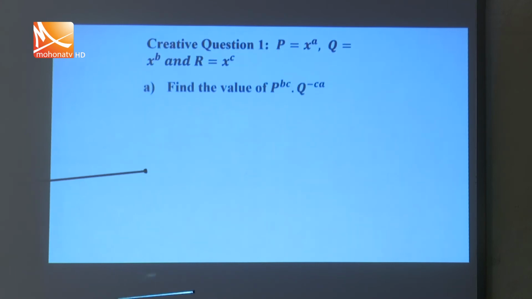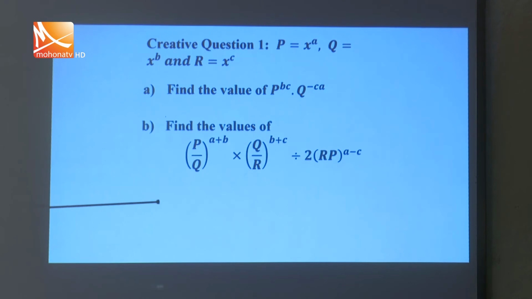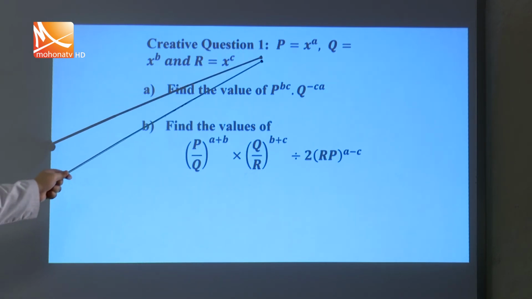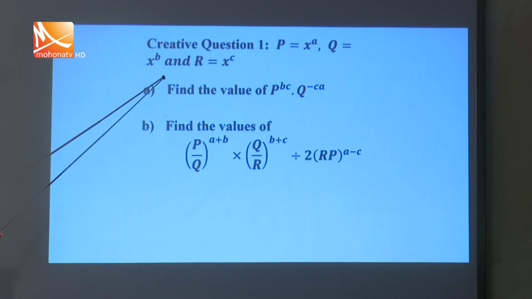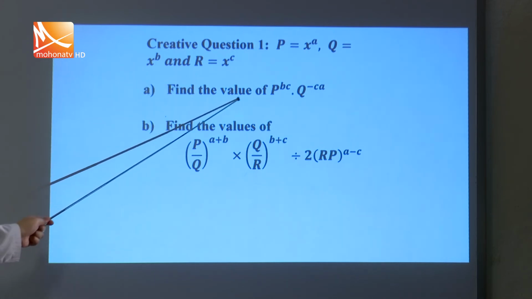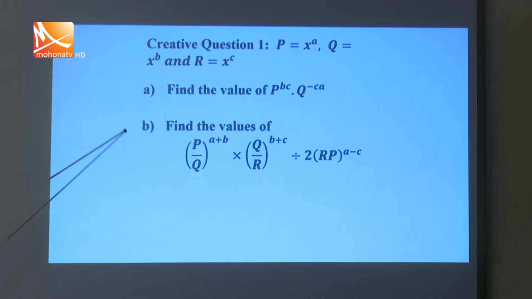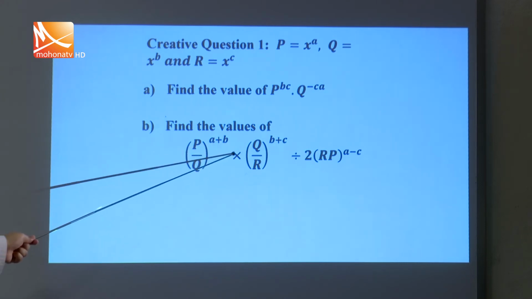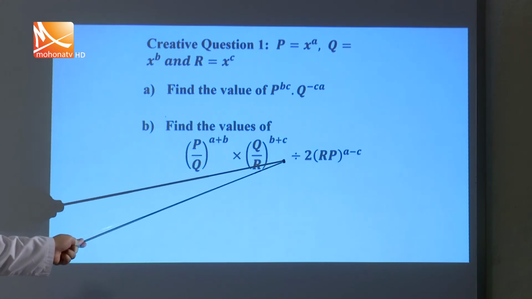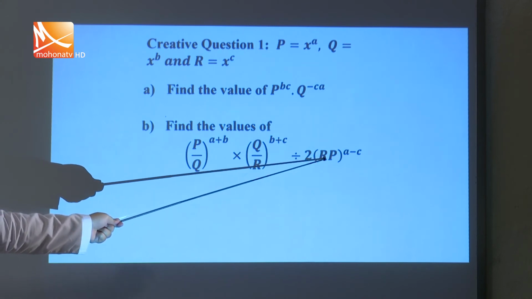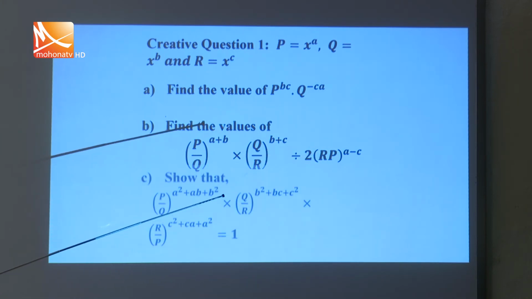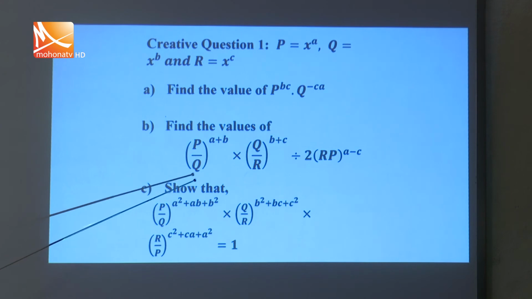Let us see a creative question. If we have p equal to x to the power a, q equal to x to the power b, and r equal to x to the power c, the first question is: find the value of p to the power bc into q to the power minus ca. Question b is: find the value of (p by q) whole to the power a plus b into (q by r) whole to the power b plus c divided by 2, into (rp) whole to the power a minus c.